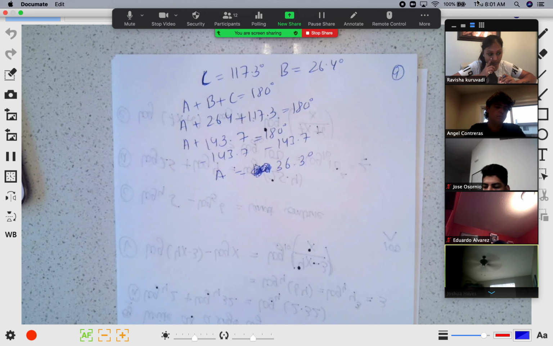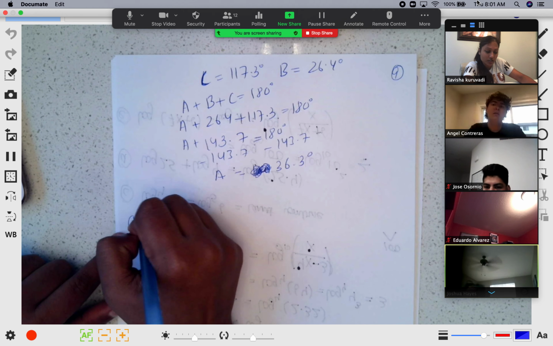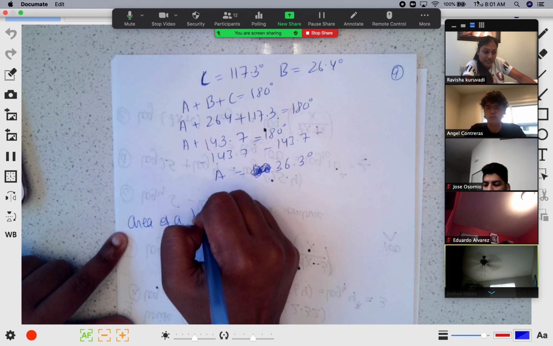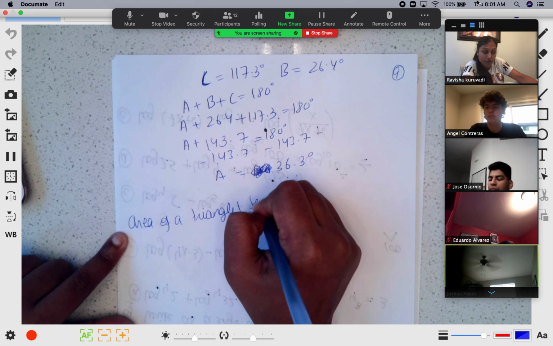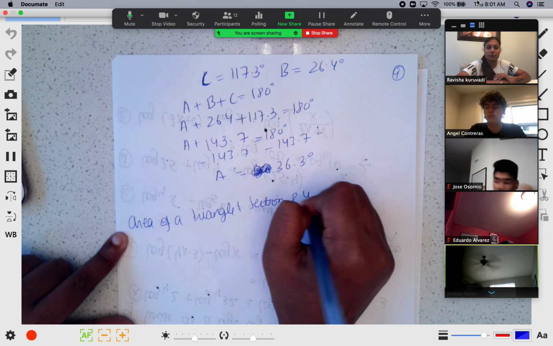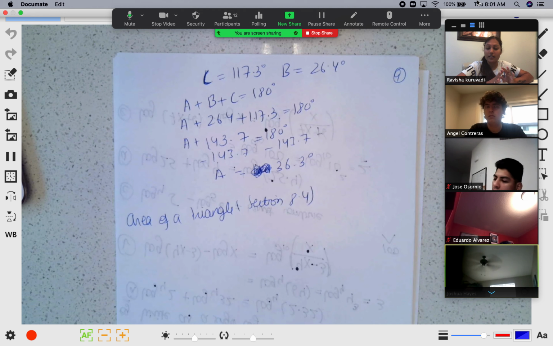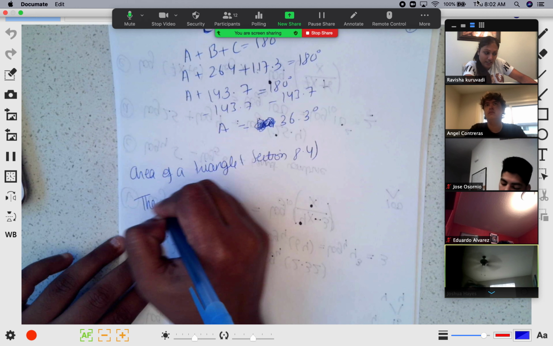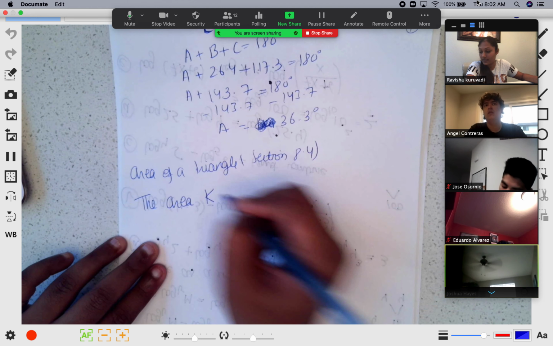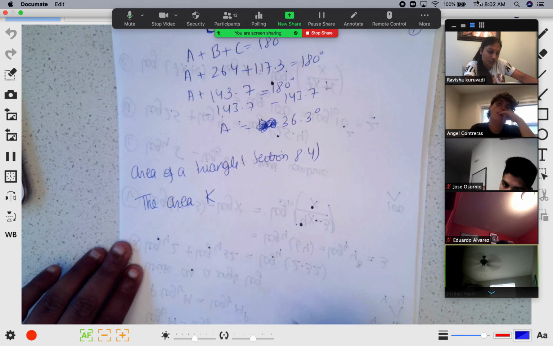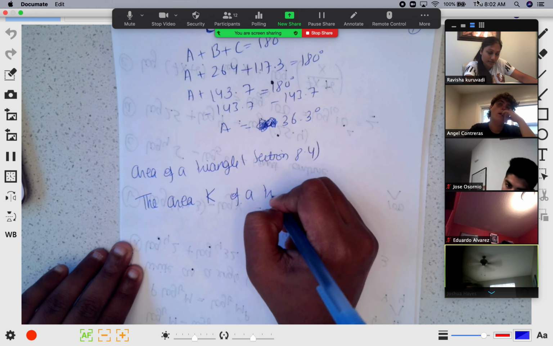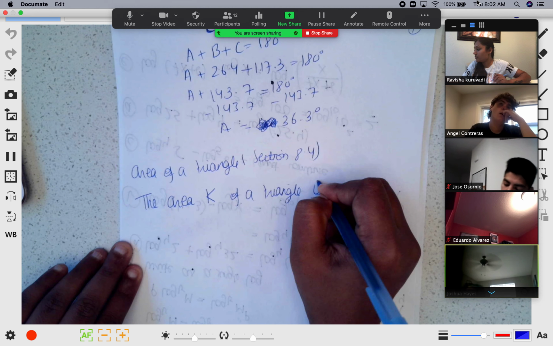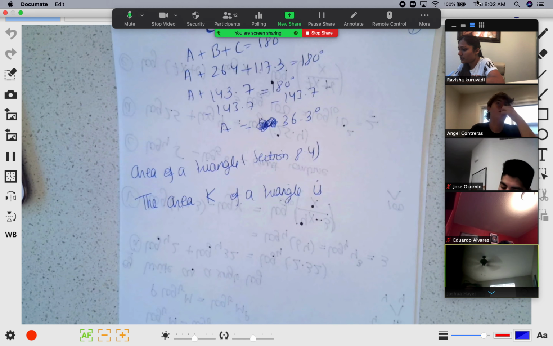Next thing we are going to is area of a triangle, which is section 8.4. Laws of cosine was section 8.3. Area of a triangle. Okay, basically they're calling the area as K. They're calling the area as K of a triangle.